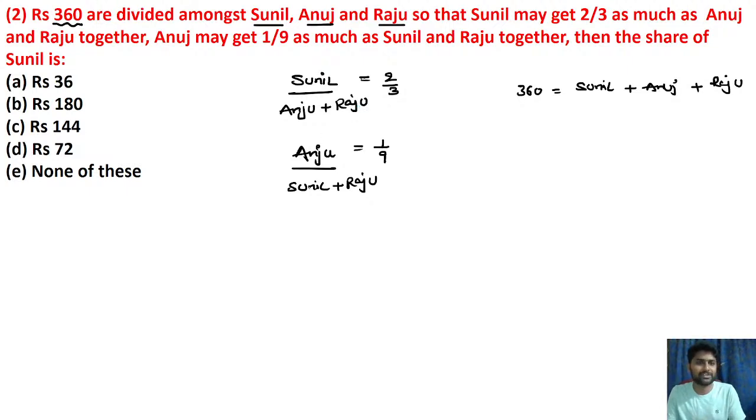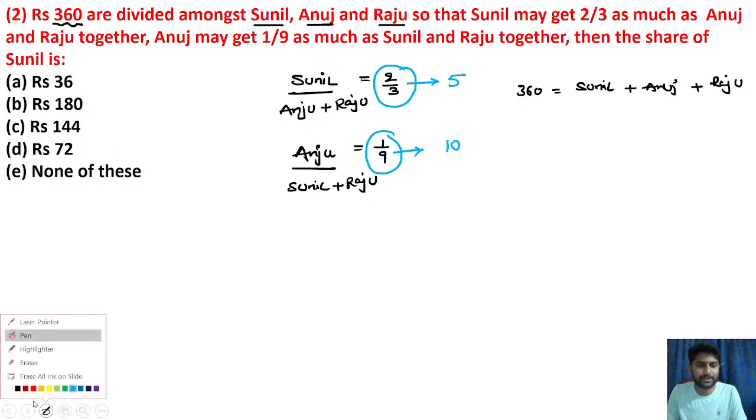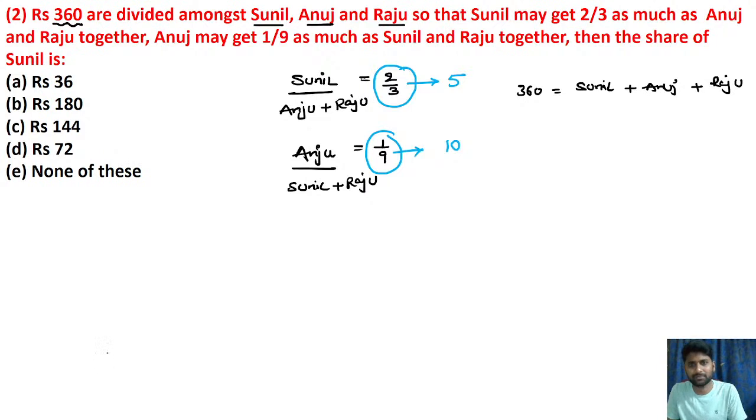If Anju divided by Sunil plus Raju is equal to 1 by 9, what I understand is that the persons are the same. If the persons are the same, the sum value must be the same. If you add these two numbers, the sum becomes 5. If you add these two numbers, the sum becomes 10. So if the persons are the same, the sum must be the same. So you just apply the same concept.